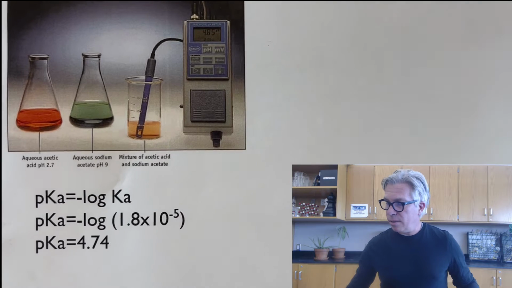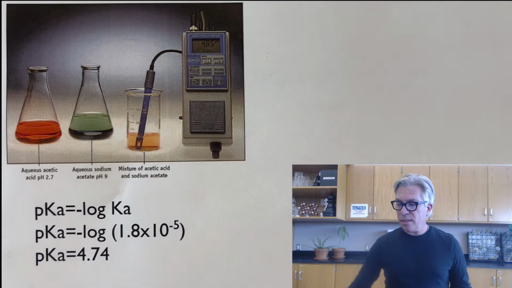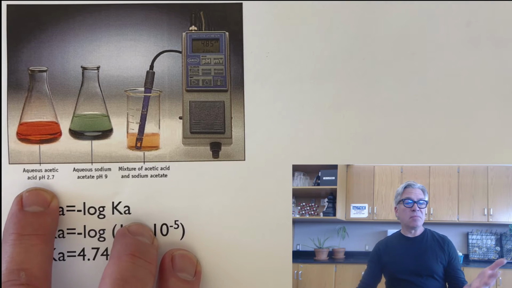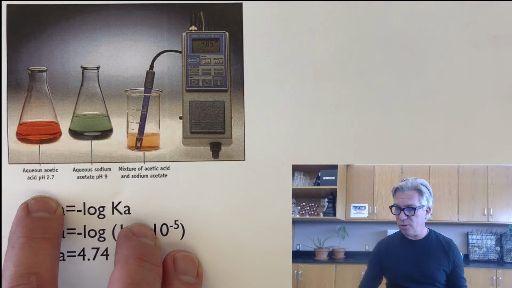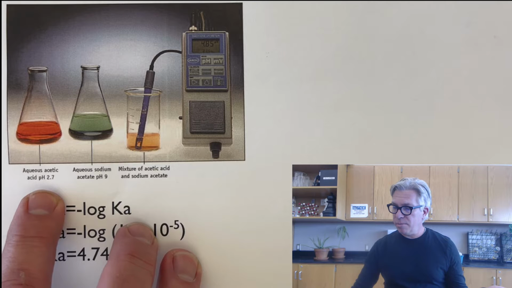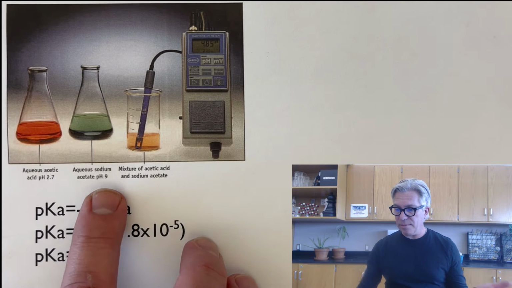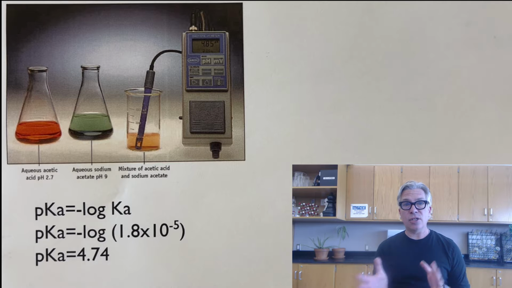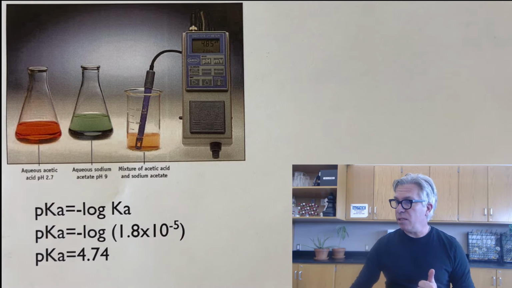So here's a quick little picture for fun to kind of get us back into thinking about them. This picture represents an aqueous solution of acetic acid, which is a weak acid, and it would have a pH somewhere down around 2 or 3, in this case 2.7. And the pH of sodium acetate, which is its salt, the acetate ion is the conjugate base of a weak acid, so it's going to make the solution slightly basic, and we might have a pH of 9.